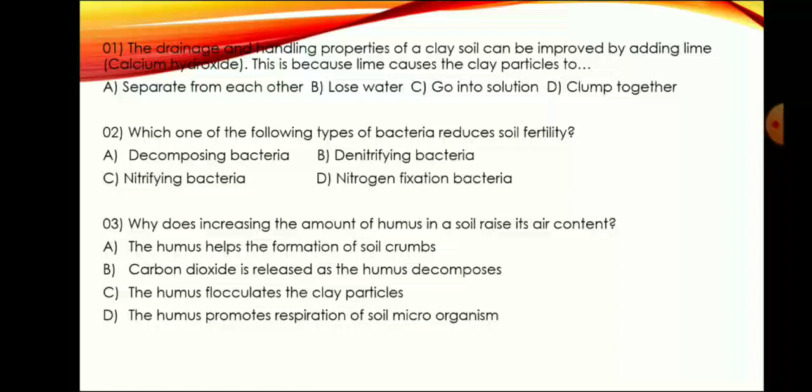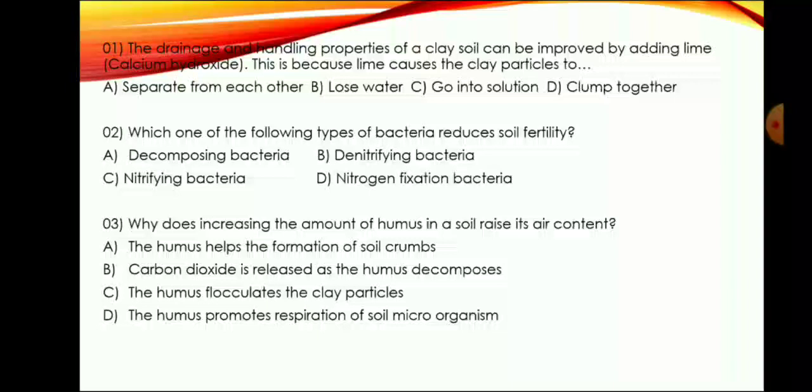The second question is, which one of the following types of bacteria reduces soil fertility? The options are number A, decomposing bacteria. Number B, denitrifying bacteria. Number C, nitrifying bacteria. And number D, nitrogen fixation bacteria. So the correct answer is number B, denitrifying bacteria.